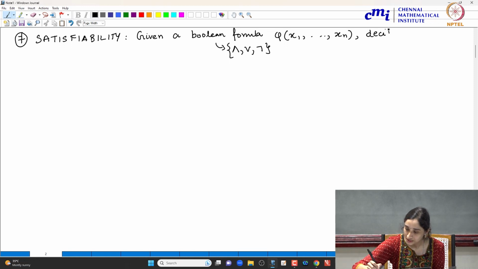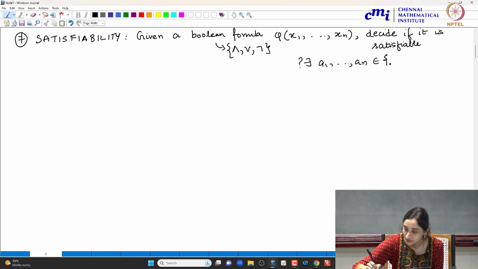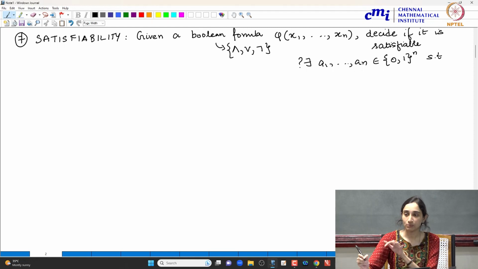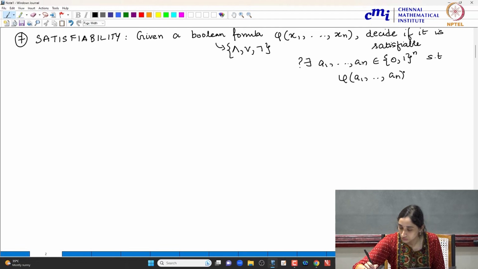I want to decide if it is satisfiable. So what do I mean by that? The question is, does there exist a setting of a1 to an? So x1 to xn I can substitute with a1 to an, where each ai is in {0, 1}, such that the moment I plug in a1 to an, this formula is going to evaluate to true. Is that okay? Right.